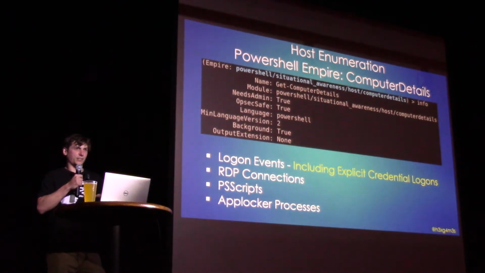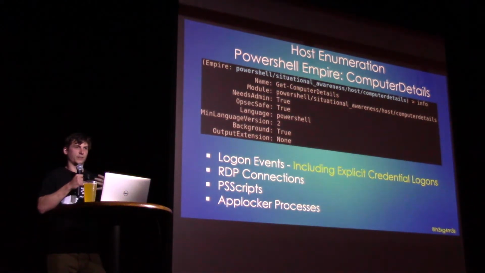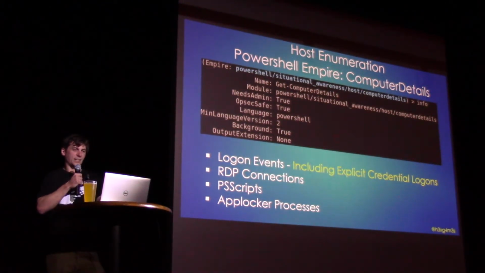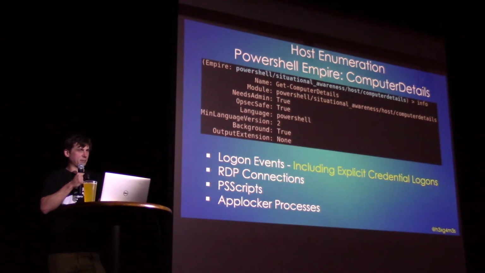Computer details is another module built into Empire that pulls the logon events, and these are great for servers if you're not sure whether DAs have been there before. It'll give you the history of all the login events from the Windows event log. It'll tell you about any RDP connections, and it'll also pull all the PowerShell scripts that are custom made on the machine. A lot of times people save their PowerShell scripts that log into other devices, so you can pull a lot of information out of these things that will help you look at the network later. And then it also pulls processes protected with AppLocker. Kind of a funny one, but I get it.